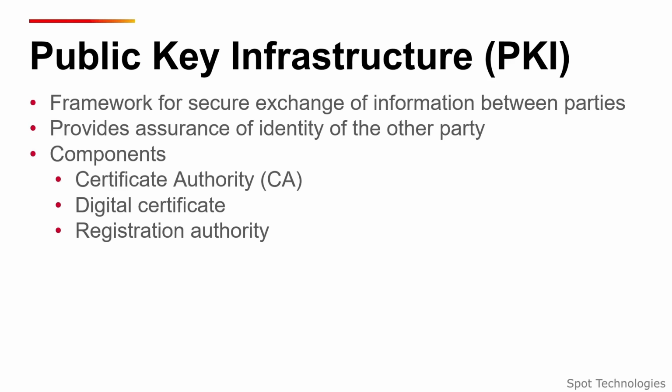So we'll talk a little more about the public key infrastructure and how that's going to work. Now, this is a framework for secure exchange of information between two parties, and it provides assurance of the identity of the other party. It has three critical components: the certificate authority, the digital certificate, and the registration authority.